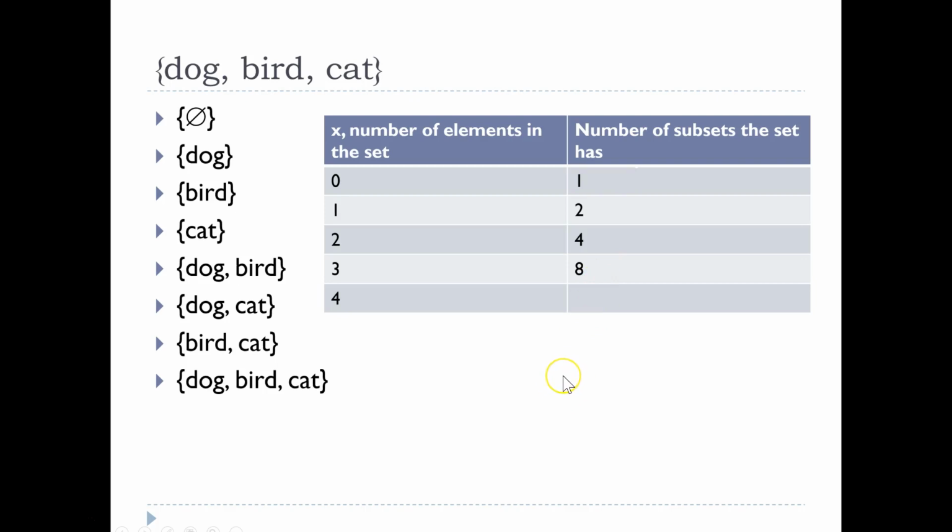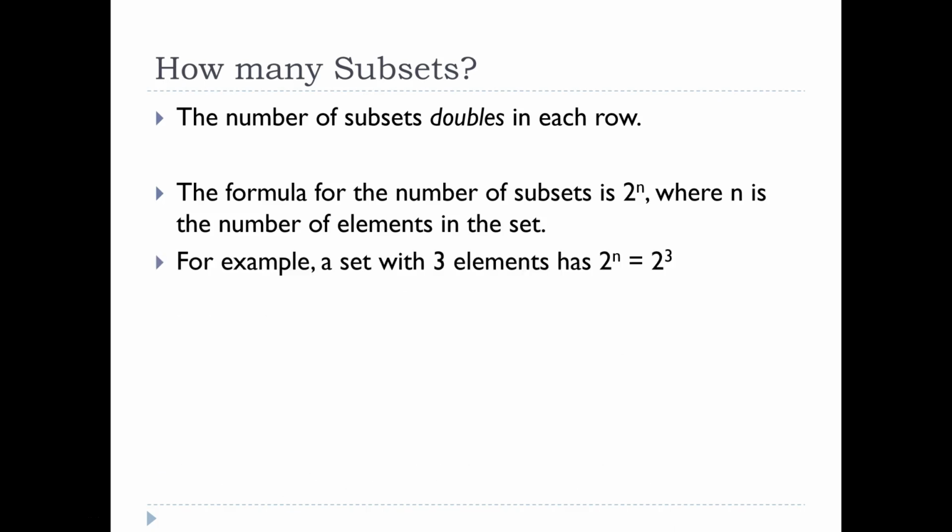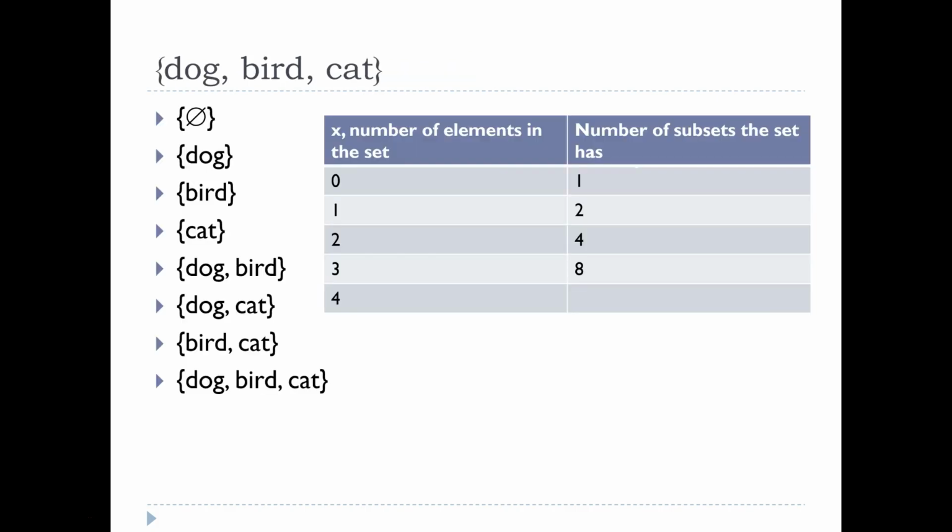And if you remember doubling, the pattern of doubling is powers of 2. So the formula for the number of subsets is 2 to the n, where n is the number of elements in the set. It doubles each row. So for example, a set with 3 elements has 2 to the 3rd, or 8 subsets. If you go back to the previous slide, the number of elements, let's go back, right? So here, I put this in as the power of 2, and I'll get 8. 2 to the 3rd power is 8.